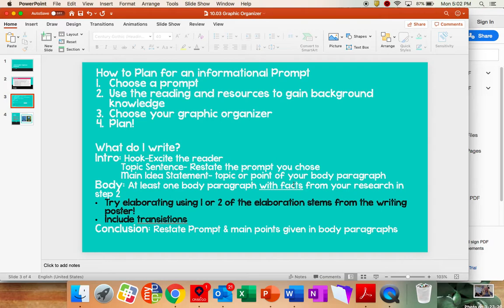And then the last paragraph to plan is your conclusion paragraph. In this part of the plan, you should just restate the prompt that you chose, the topic sentence. You want to say it in a different way, and then restate the main point that you gave in your body paragraphs. So, same with the main idea statement that's in the introduction, you want to say that again in your conclusion, but in a different way.